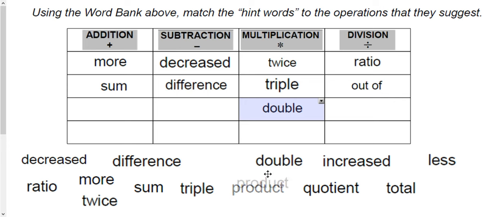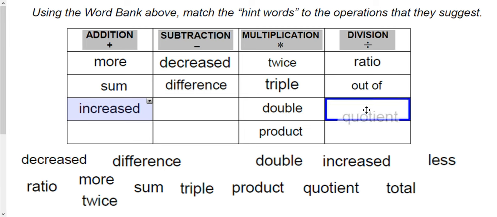Product is the proper name for 2 things that are multiplying. If you have a product, you're multiplying things. Increased, addition. If I take my age and increase it by 5 years, I'll be 61. Quotient means division. You're dividing 2 things.